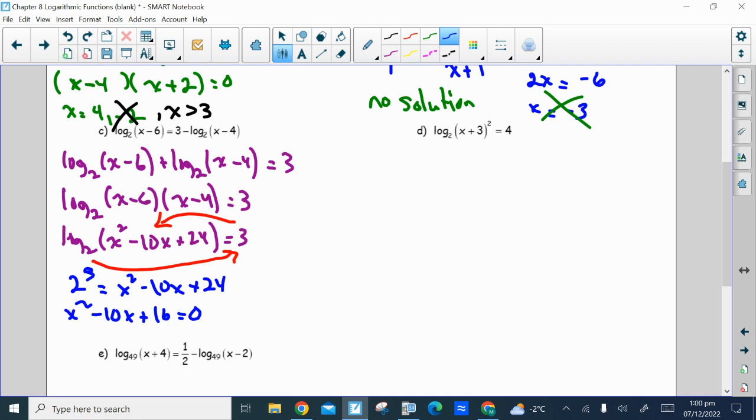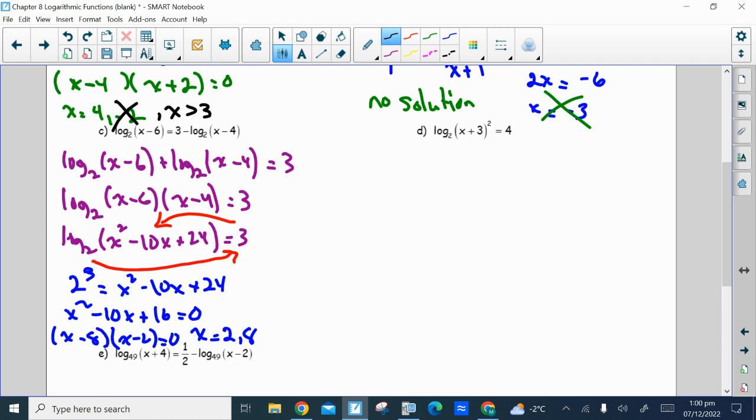And this can be solved by factoring. It'll be x take away 8, x take away 2 equals 0. So x will equal 2 and 8.